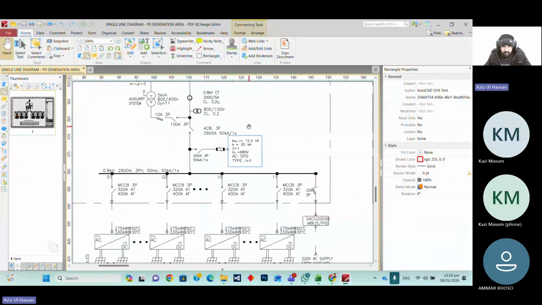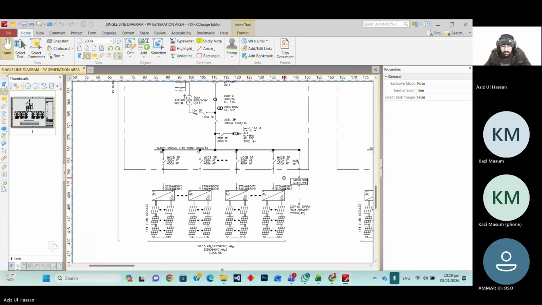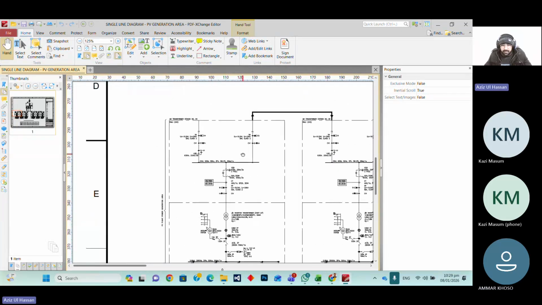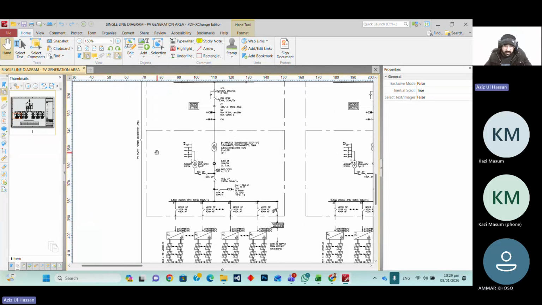Can you see that one? So here is the 1 MV station. That is called 1 MV station, like this box.